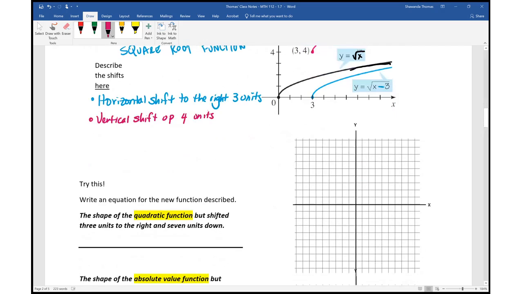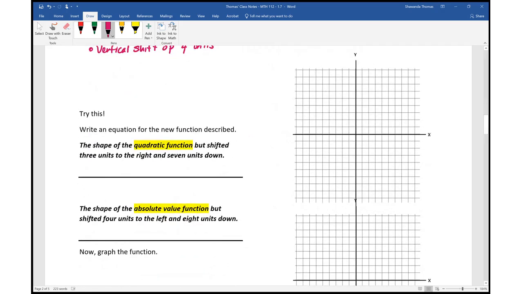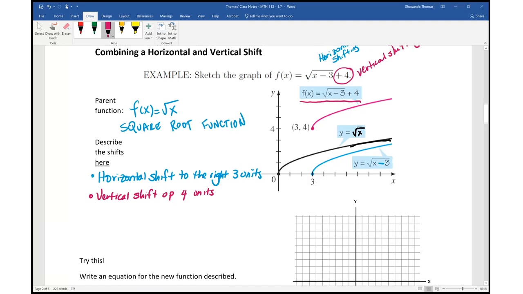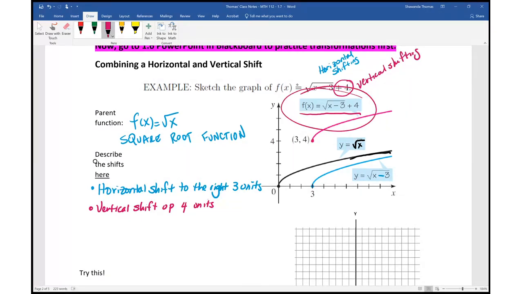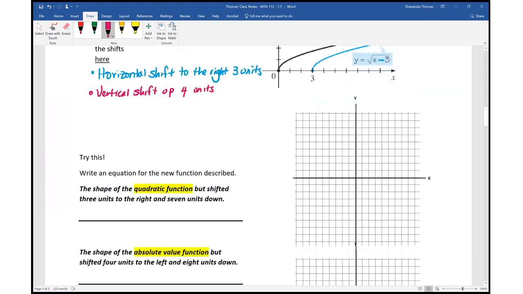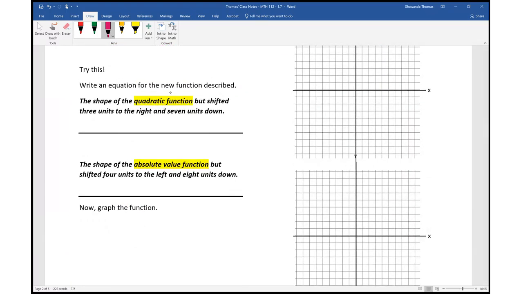All right, let's move on to this section. Write an equation for the new function described. So we're going to go backwards, and based on a description, then we write out the function. It says the shape of the quadratic function, but shifted 3 units to the right and 7 units down. So what I want you to do is figure out how you can write it in this form. First of all, if it's asking us to write a function, I always want you to start with the notation for function. You can always use f of x for that. f of x, if it's a function.